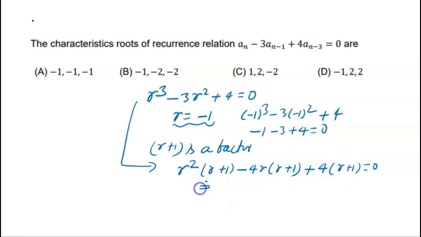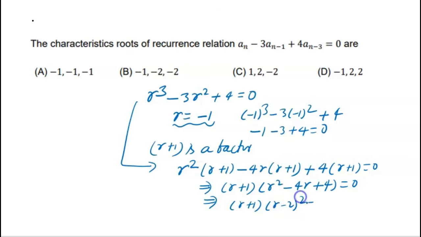If you got it, fine. Otherwise you can simply divide. I hope you know how to find the roots of a cubic equation. So I can write (r plus 1), and this will give me (r minus 2) whole square is equal to 0. So roots will be what? r will be minus 1, 2 and 2. So do we have that option? r is equal to minus 1, 2 and 2. Yes, we have the option D here. So D is the correct option.